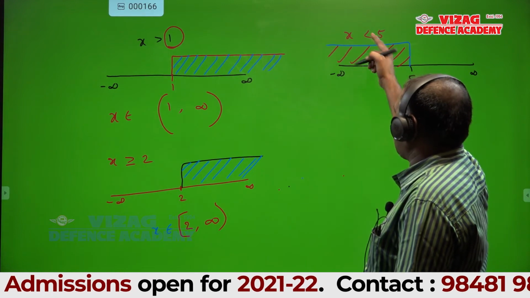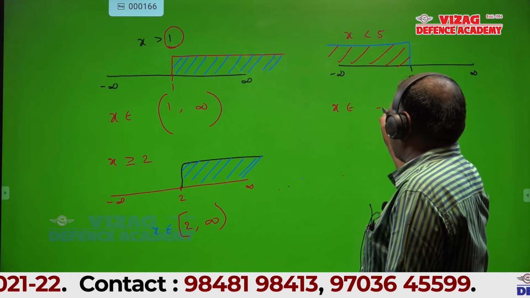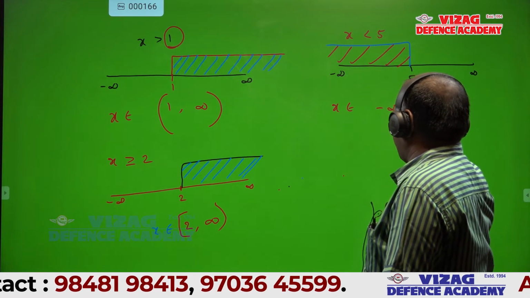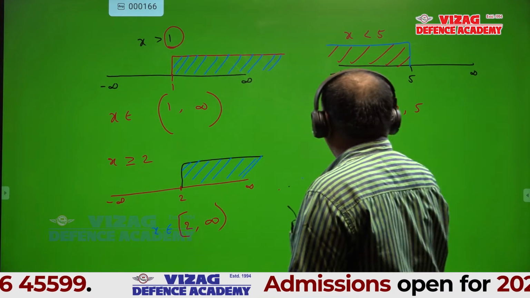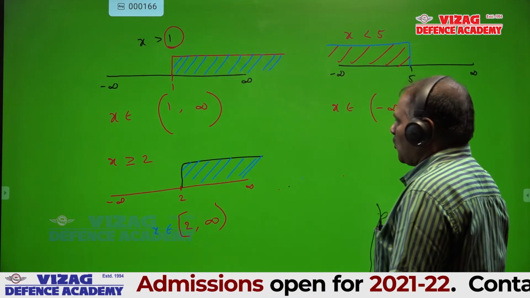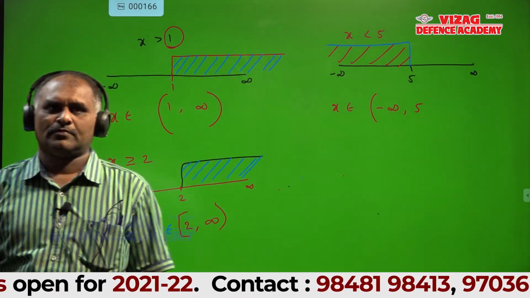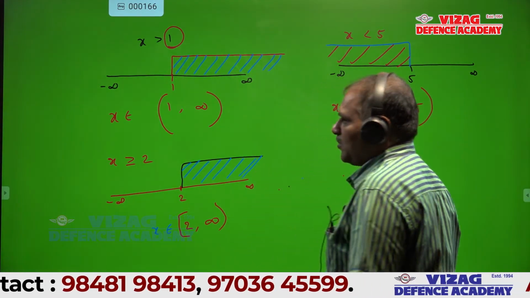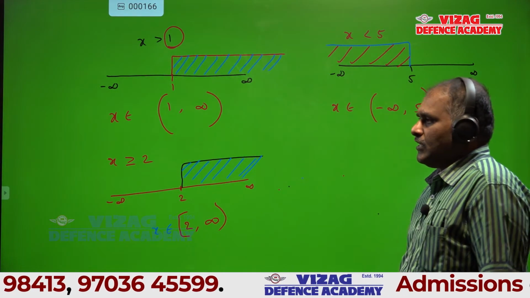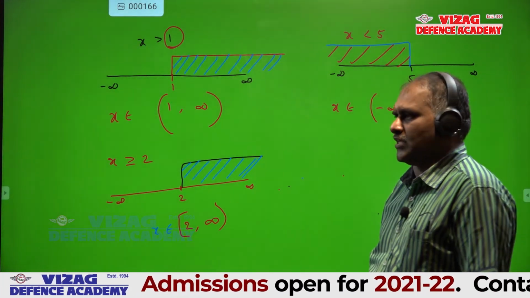But the equal to sign is not there. x belongs to, beginning is minus infinity, ending is 5. Infinity is always an open bracket. What about at 5? Open or closed? Open, because the equal to sign is not there. Very good. That's why I use it like this.